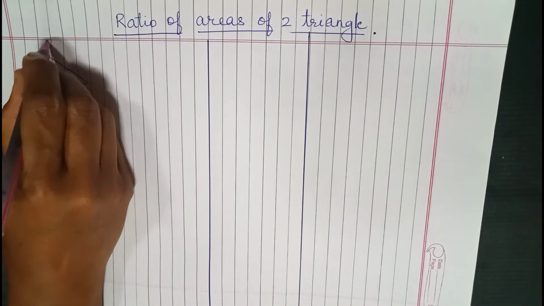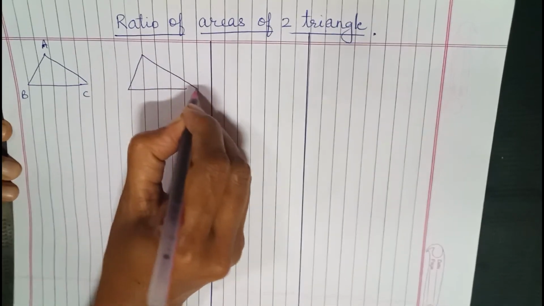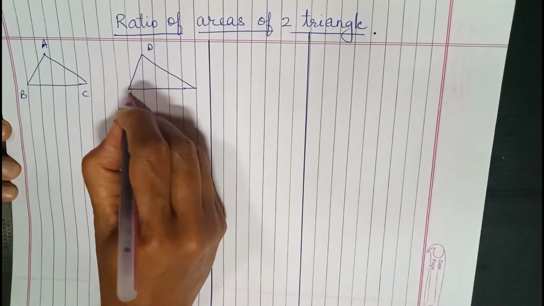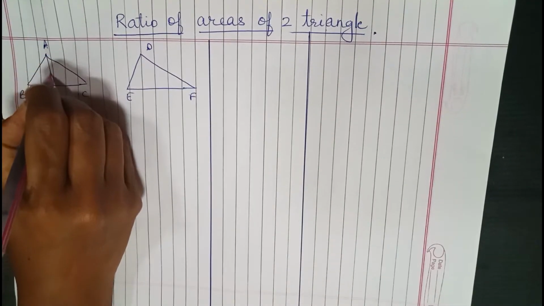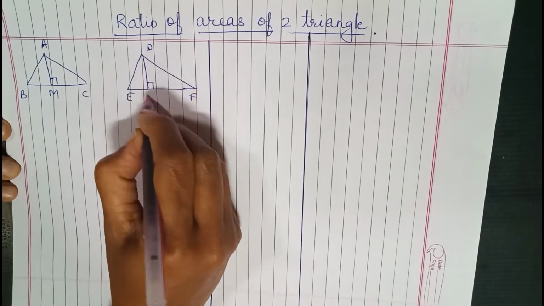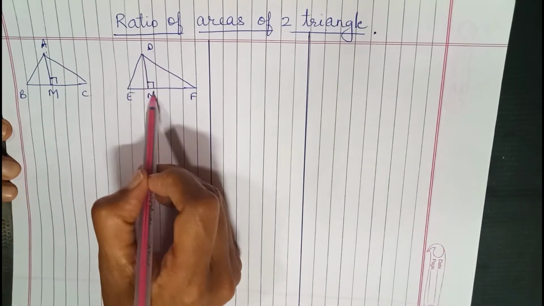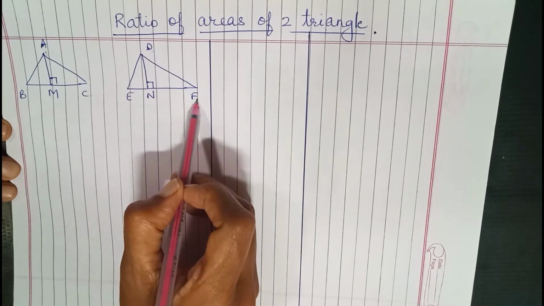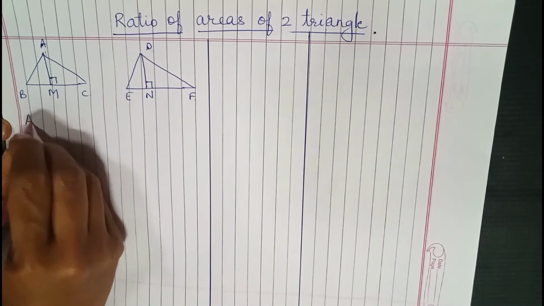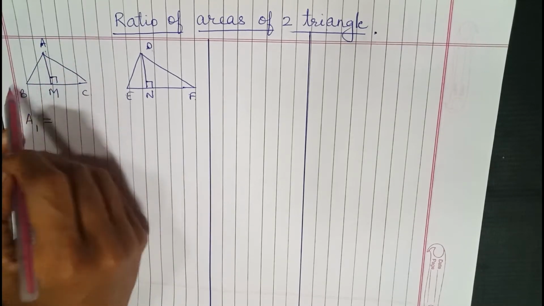Let us say I have a triangle ABC and a triangle DEF. And we know the area formula is half base into height. So let's just construct the two heights. Let us say AM is the height, then BC is the base, DN is the height, and EF is the base. Then area of the first triangle, I'm writing it as A1, that is area of the first triangle ABC.